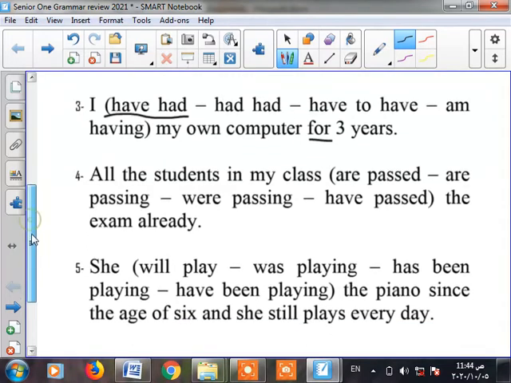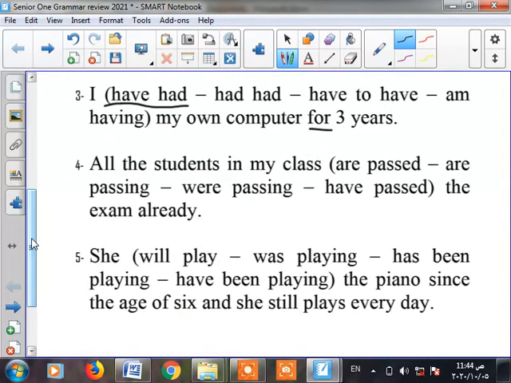Number four: all the students in my class are passed, are passing, were passing, or have passed the exam already. In that sentence you have the word already at the end of the sentence, so you have to use the present perfect, which is have passed. All the students in my class have passed the exam already.